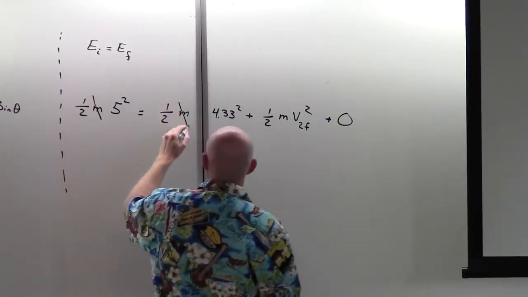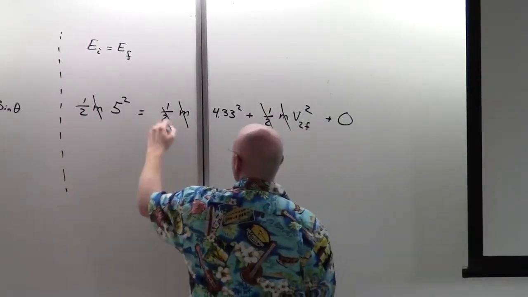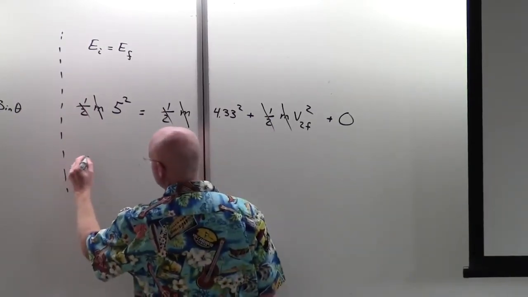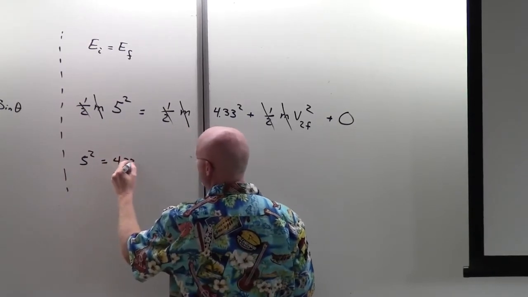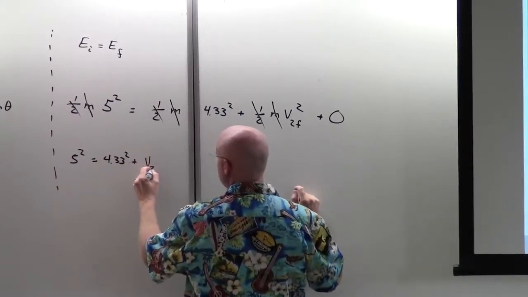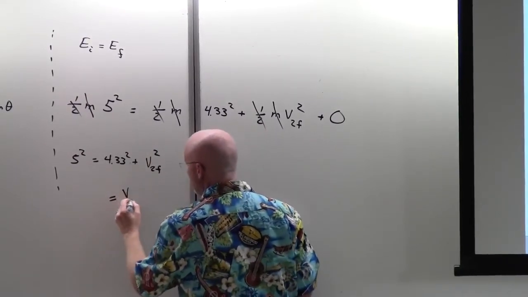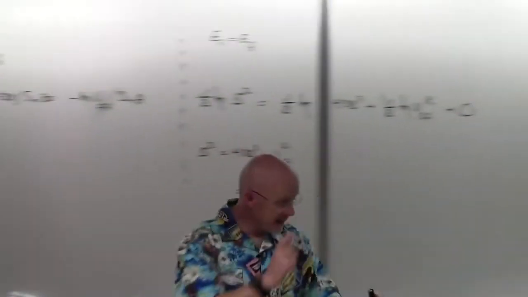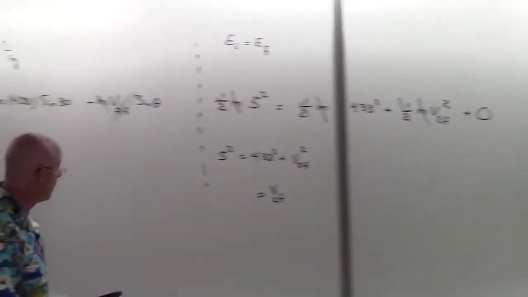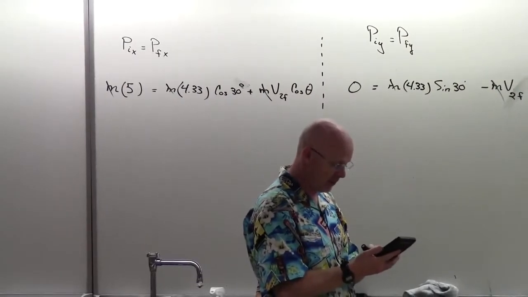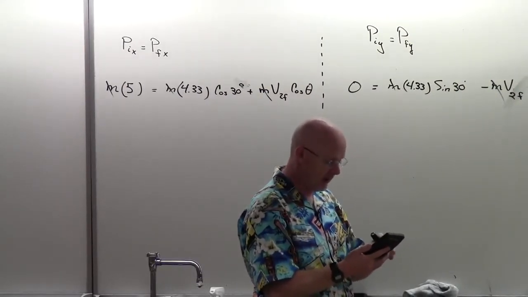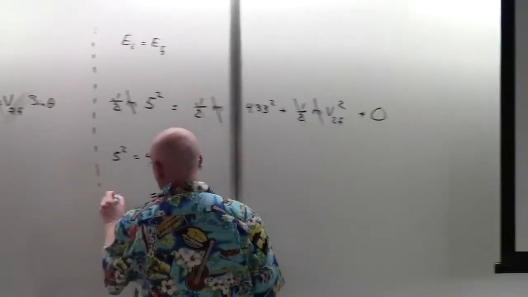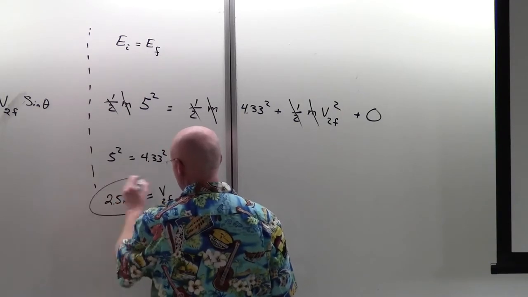I will point out that there's a mass in every term that goes away, and there's a 1/2 in every term that goes away. And so this becomes 5 squared equals 4.33 squared plus the speed of number 2 squared. So grabbing my calculator, I should be able to punch in a few numbers here and get the speed of the struck ball. And so 5 squared minus 4.33 squared, hit enter, and then take the square root of all of that, getting me a speed of 2.5 meters per second.